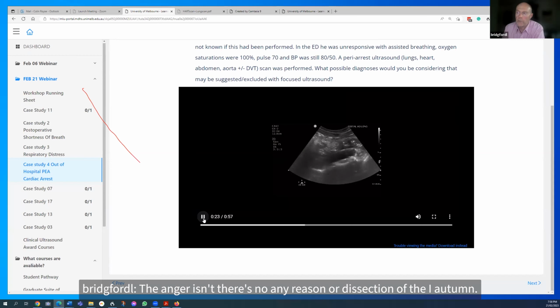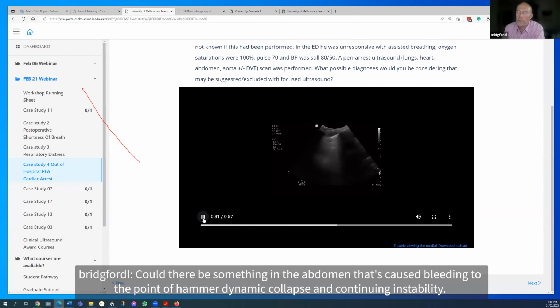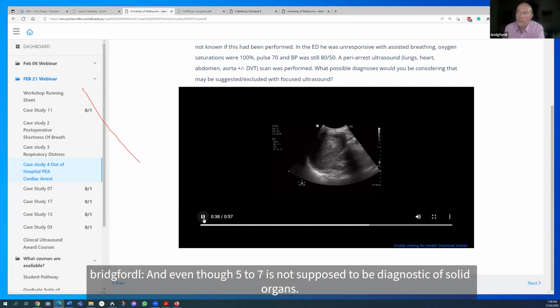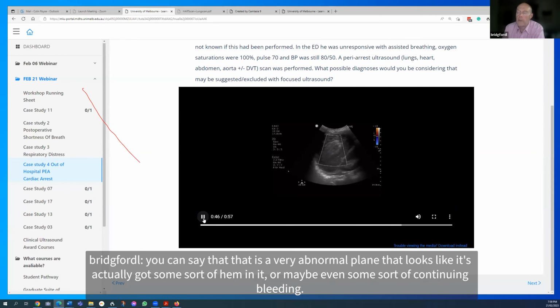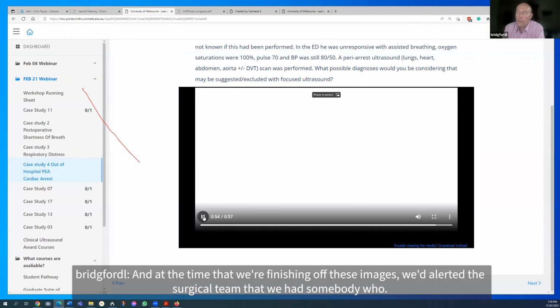The aneurysm, there's no aneurysm or dissection of the aorta, but there's a lot of fluid in there. And so we're starting to wonder, could there be something in the abdomen that's caused bleeding to the point of hemodynamic collapse and continuing instability? And even though focused ultrasound is not supposed to be diagnostic of solid organs, you can say that that is a very abnormal spleen that looks like it's actually got some sort of hematoma in it, or maybe even some sort of continuing bleeding.